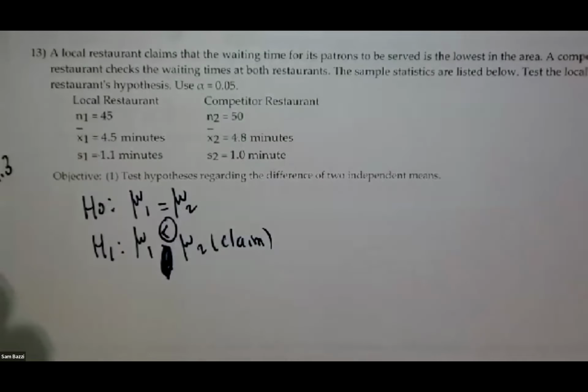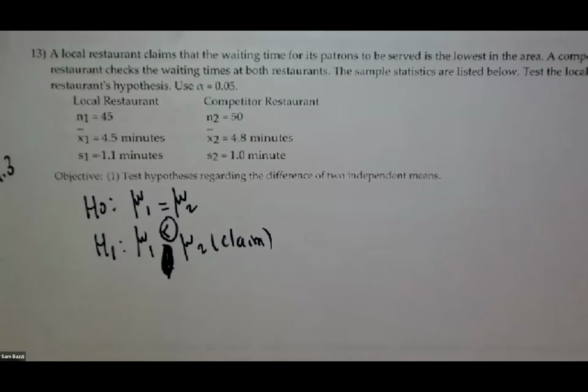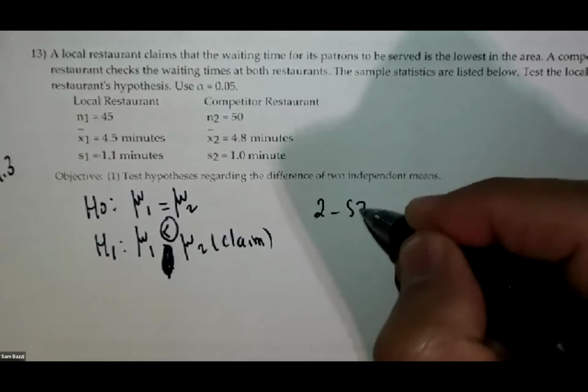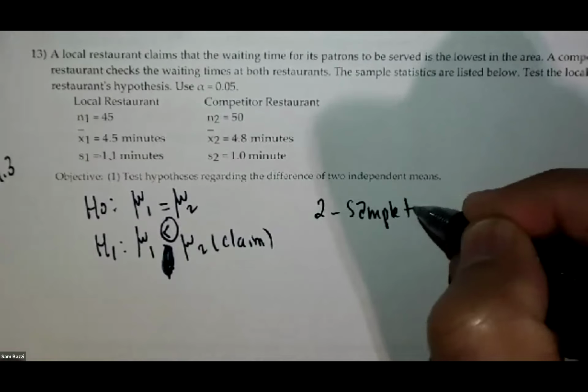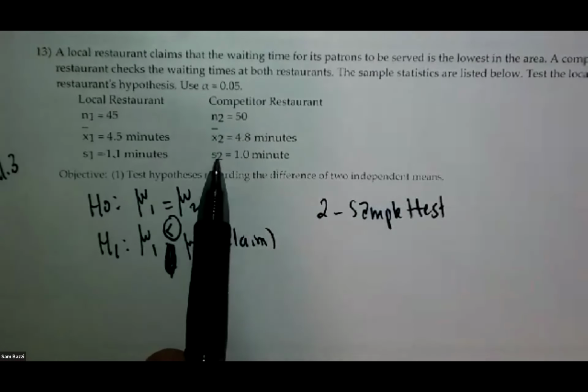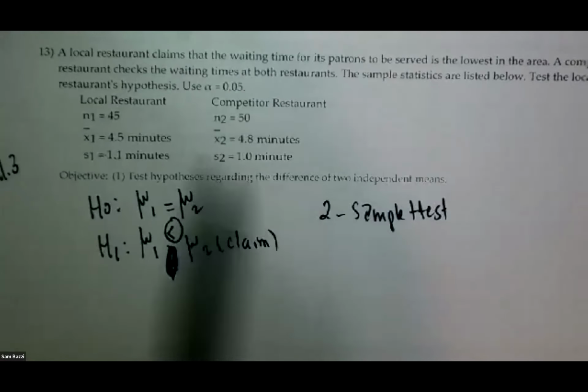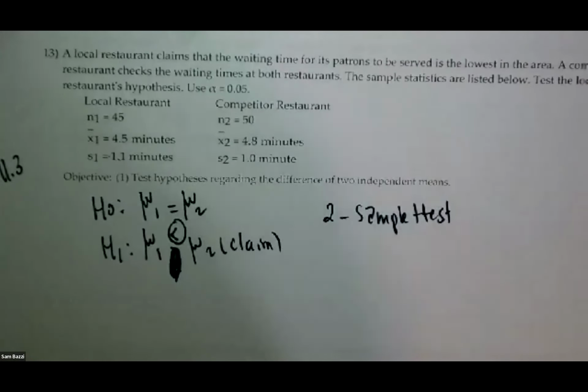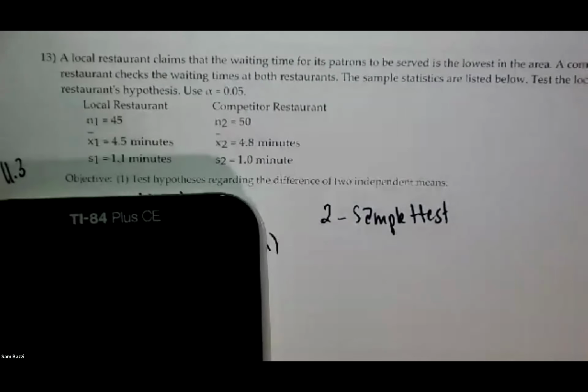All right. It's a 2 sample t-test, guys. Once you see S1 and S2 given, it's a t-test. And since I have 2 of them, we use a 2 sample t-test. Let's run the test.